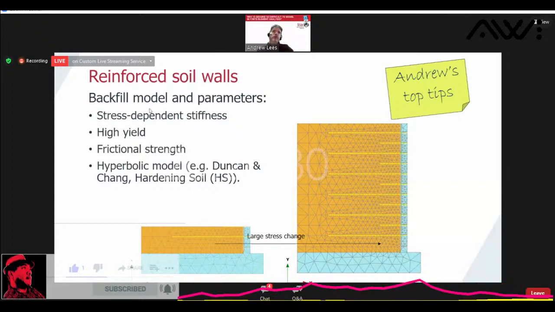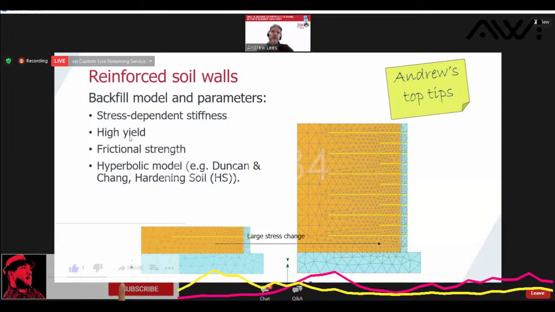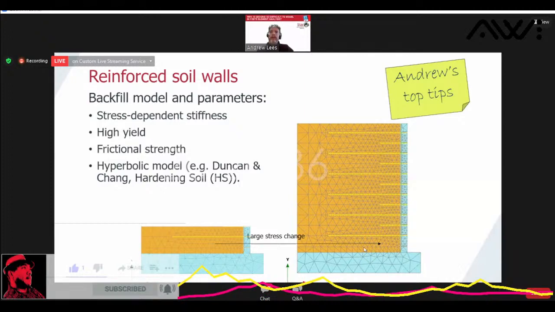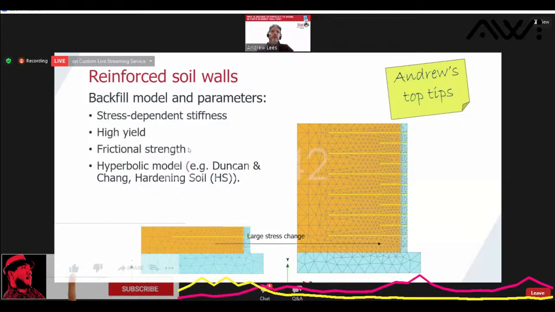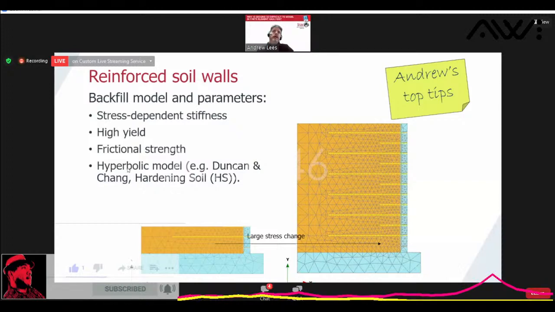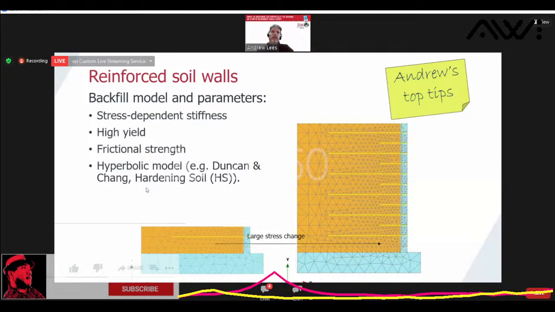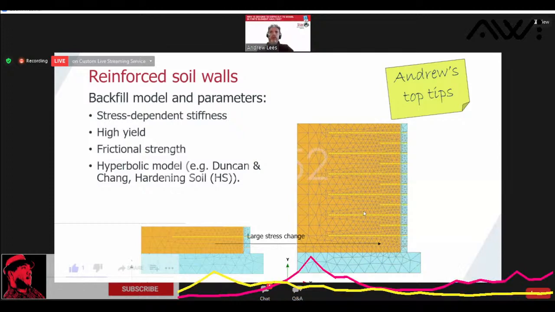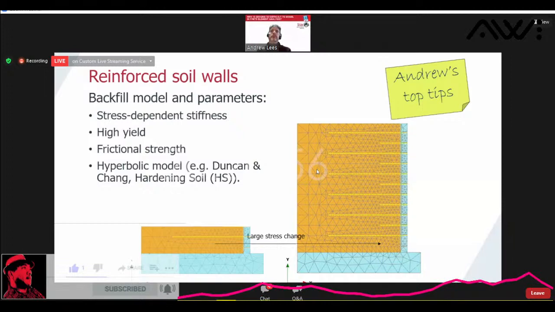You also get a lot of yield. So you need realistic prediction of yield deformations, not just elastic, because at these low stress levels, you get quite a lot of displacement. You need, of course, frictional strength. So good models to use are hyperbolic models such as Duncan and Chang, or the hardening soil model. They're particularly well suited to these backfill materials.